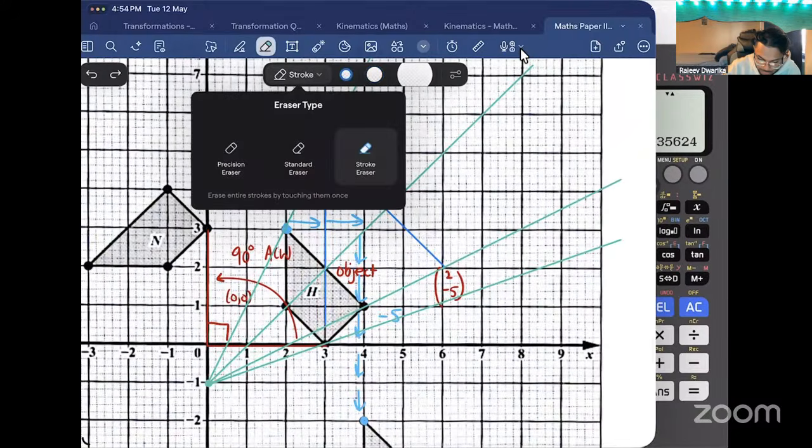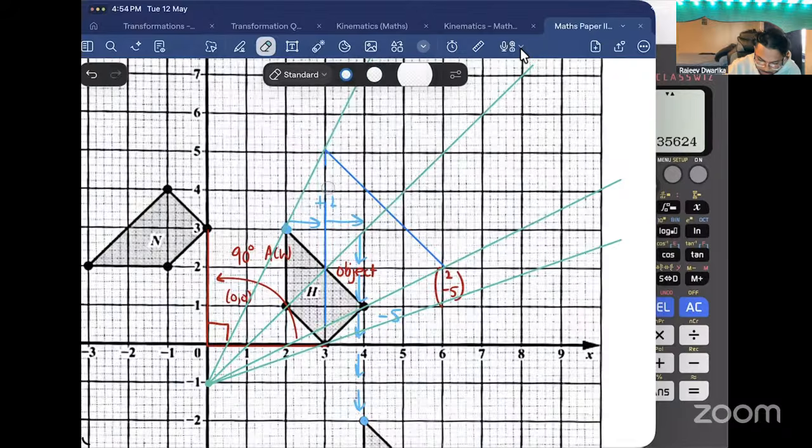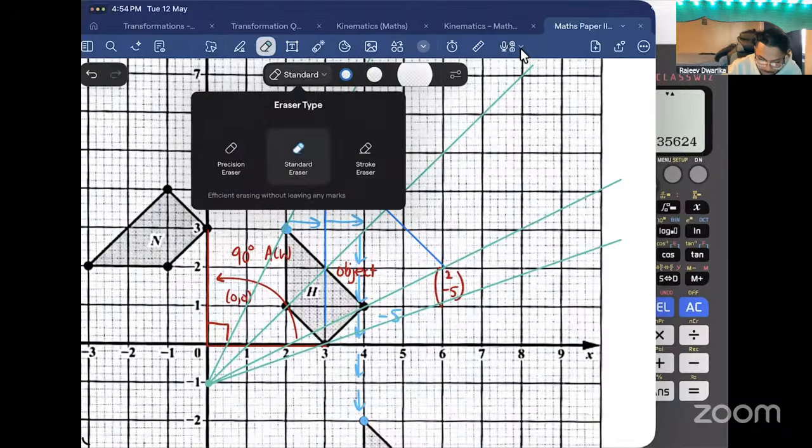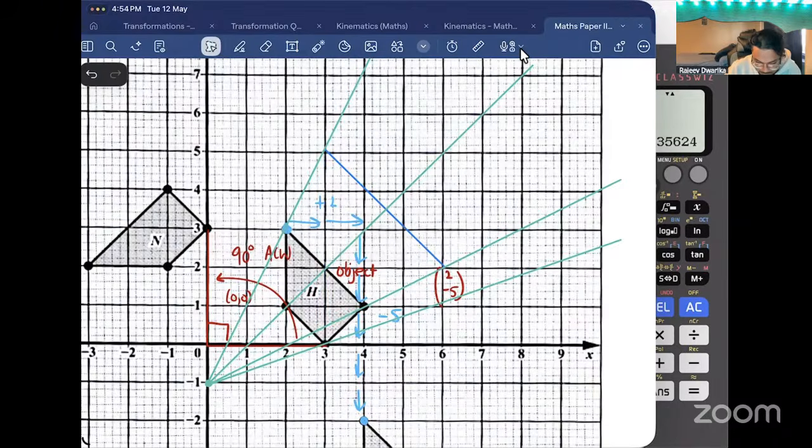Let's erase this. I had a lot more mistakes now. I'm tired. I'm real tired. As soon as I get up, I just jump on this.